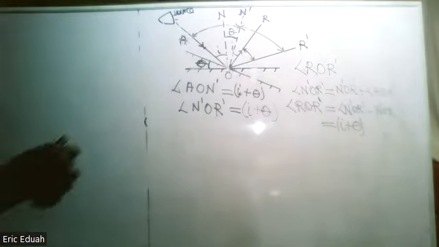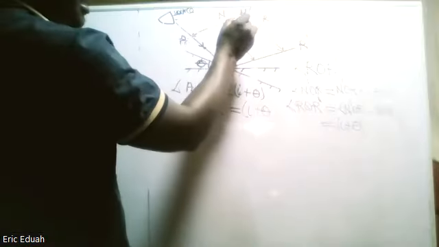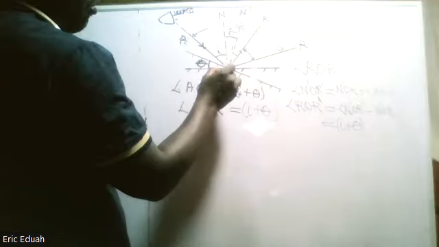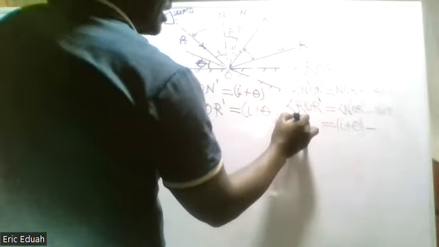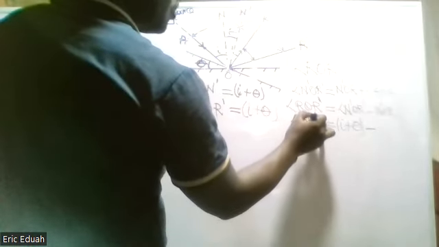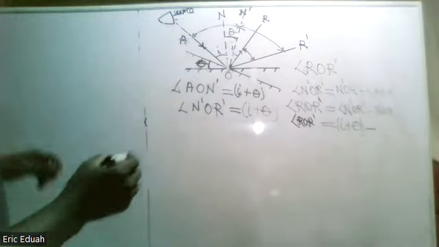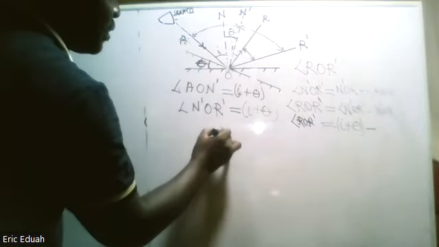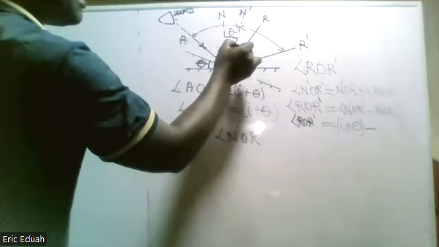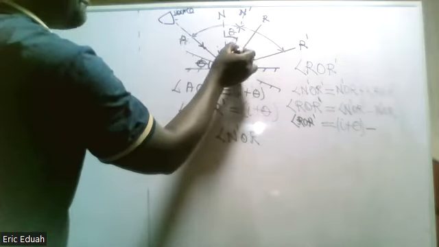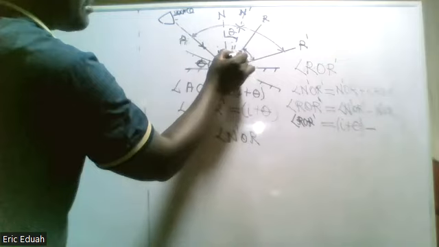All that we need is to determine angle N prime O R, and then subtract it from this to get what we are looking for. So think through, and then help me find angle N prime O R. This small angle. Help me find this small angle.